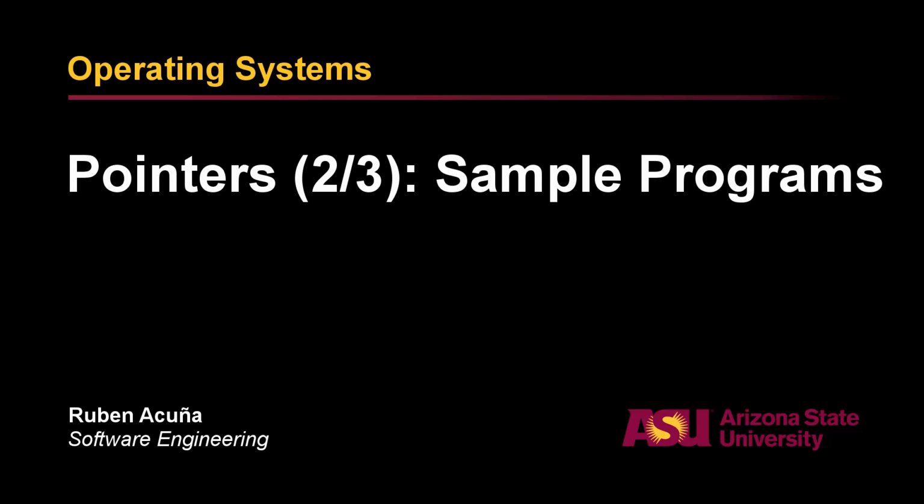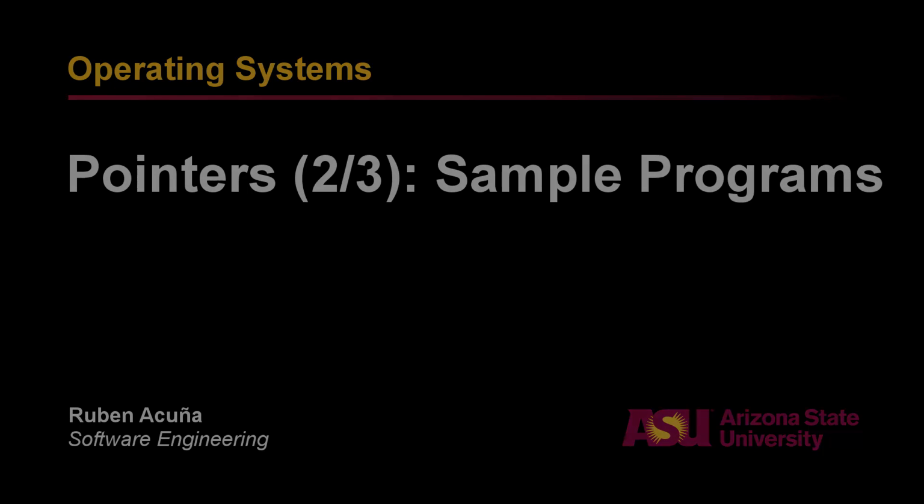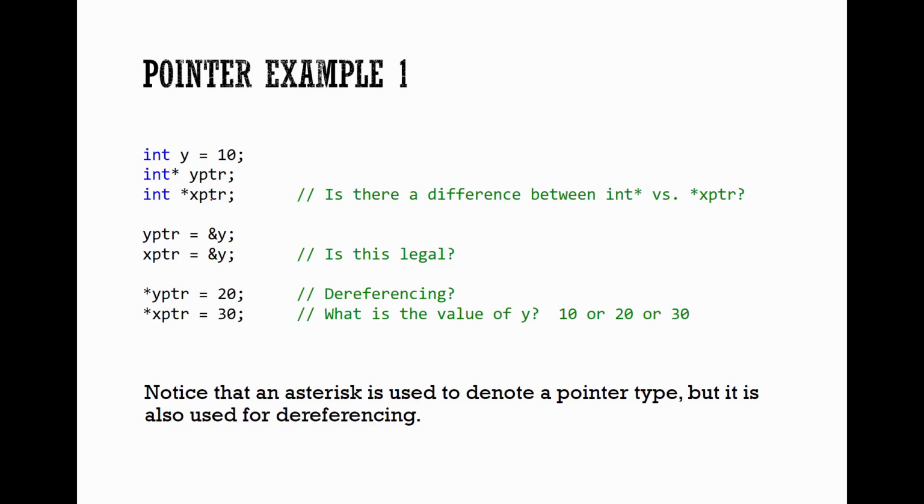Let's take a look at some actual code. So I have kind of this mini program here, and let's just read through this from top to bottom. We'll actually do a couple of examples of these. So the first line, right, int y = 10. That's just a normal variable declaration. There's nothing really interesting there.